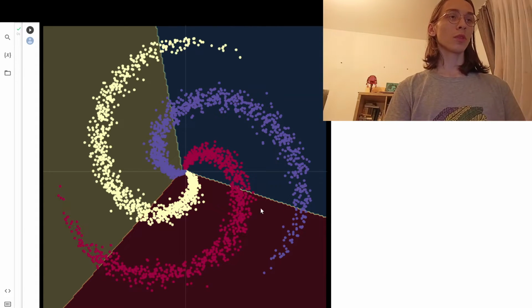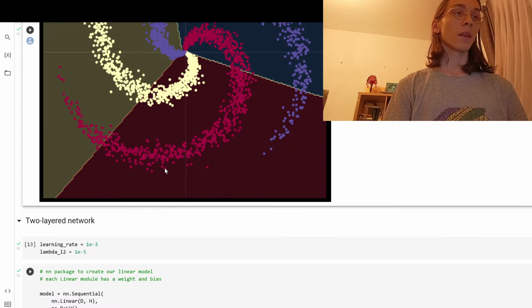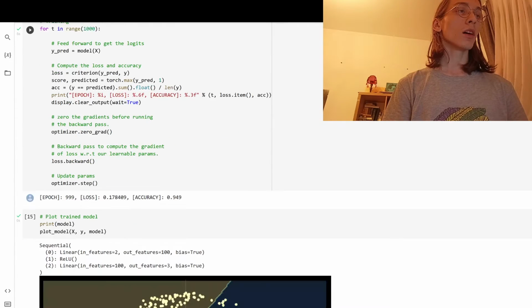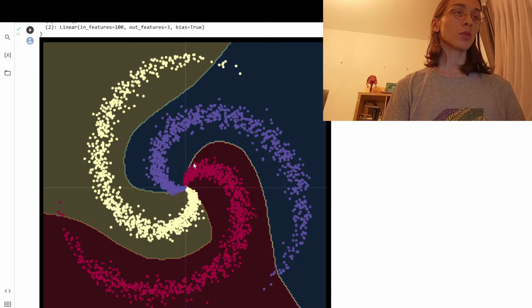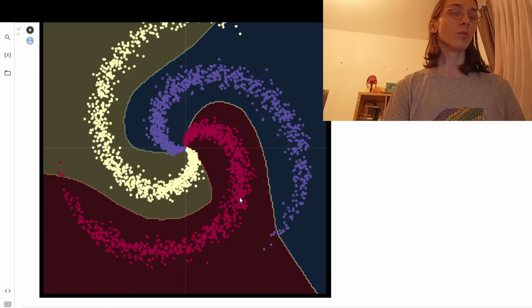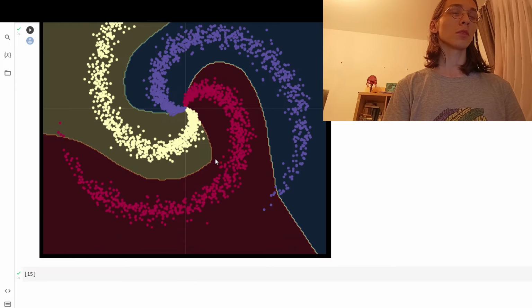So these lines are the outputs of a two-layer neural net without any activation function between these layers. And you can see it's a line. But then we add a ReLU, and just adding a ReLU is enough to mostly properly classify these points.